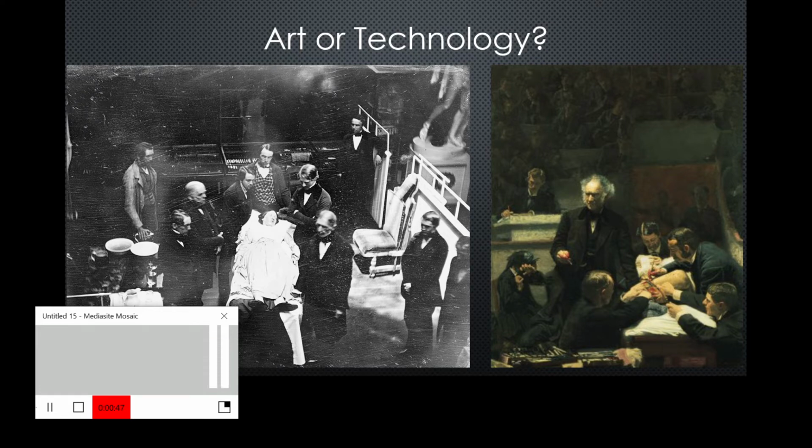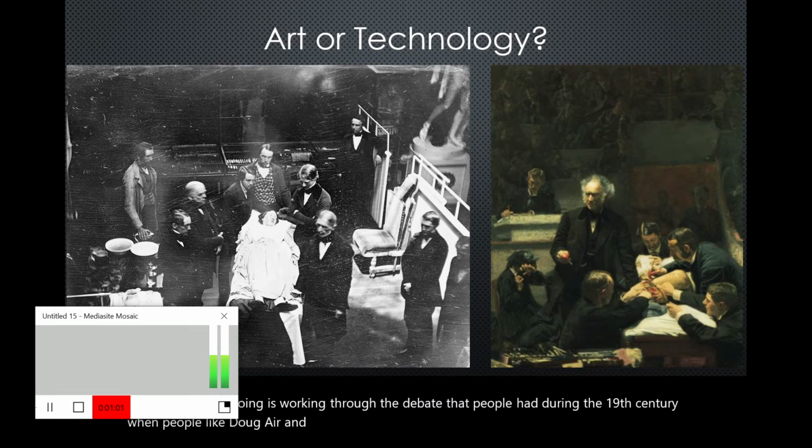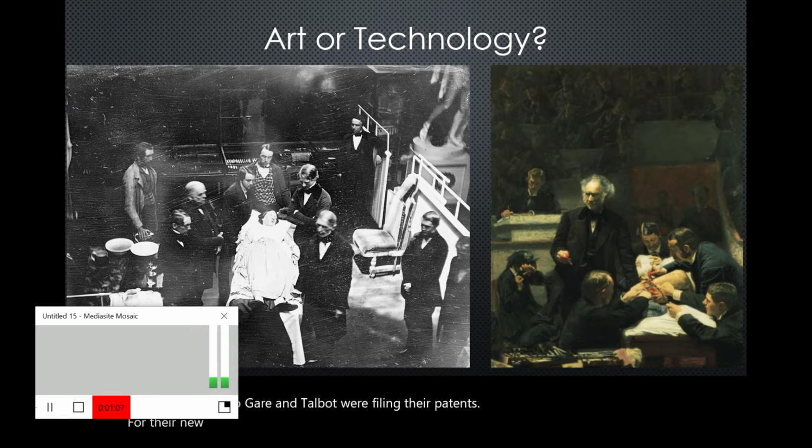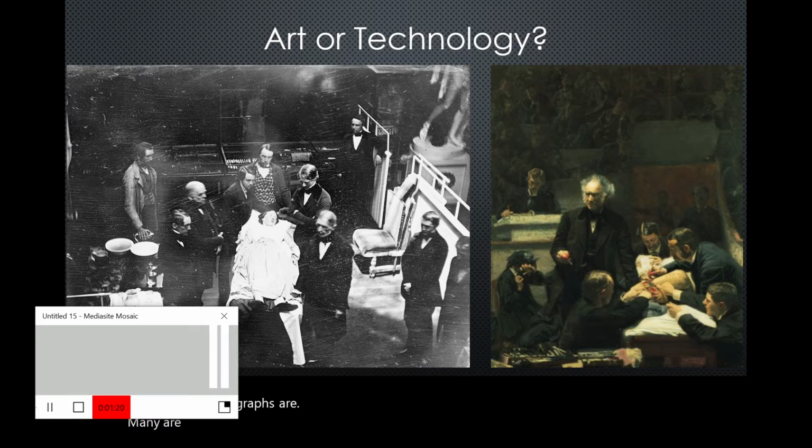So when asking art or technology, what we're really doing is working through the debate that people had during the 19th century when people like Daguerre and Talbot were filing their patents for their new devices and their new techniques of fixing, making permanent these images made with light, as photographs are. Many artists welcomed this new invention. They welcomed the aid to their own work.